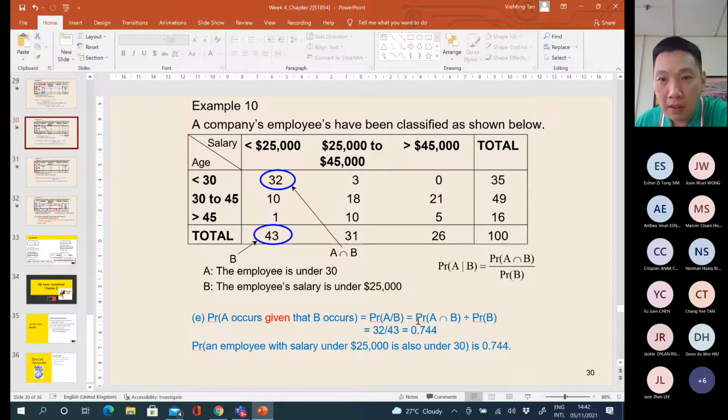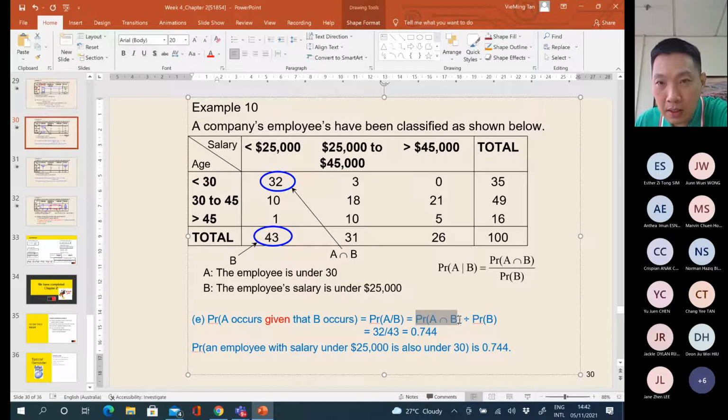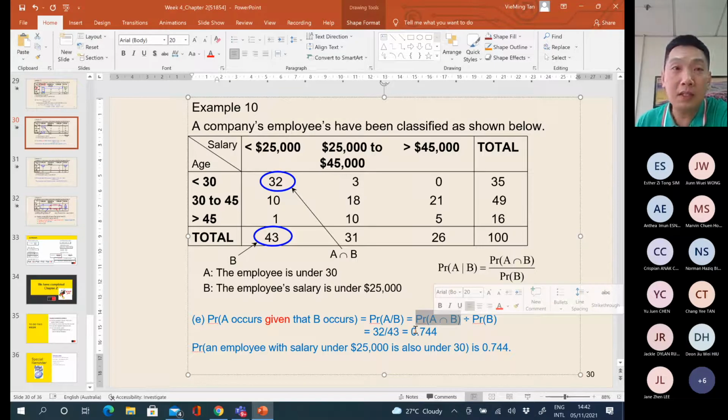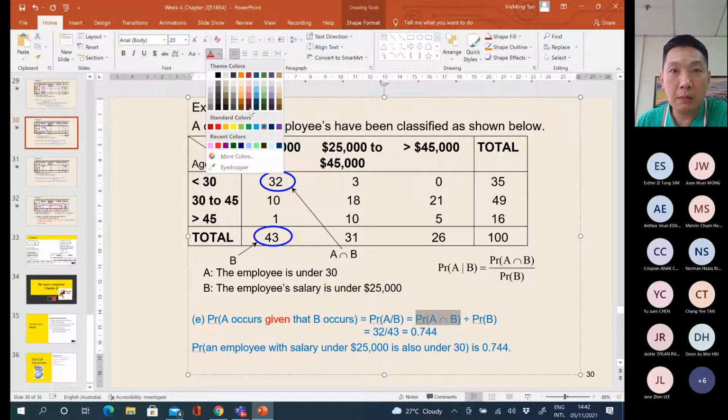In fact, this one actually is 32 over 100. Maybe I use some color. 32. Maybe I can use purple color.